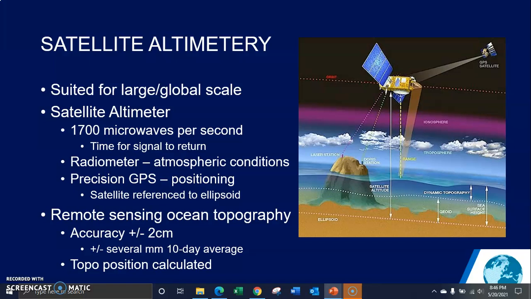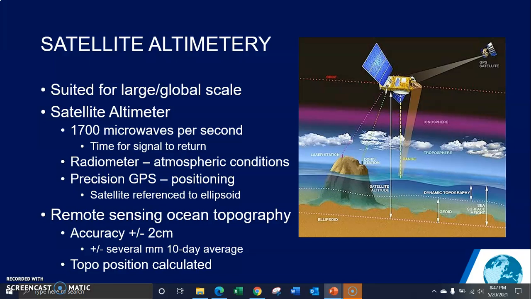Now, additionally, these are equipped with radiometers, which will monitor atmospheric conditions and water vapor contents, and will then apply a correction to ensure the most accurate data possible. Another aspect is precision GPS positioning. These satellites are able to be positioned very accurately in space, and they're actually referenced to the ellipsoid. So what will happen is they measure to the top of the sea surface, and then taking that distance and the distance to the ellipsoid, they'll subtract that and create a mathematical correction so that the actual topographic position is calculated.